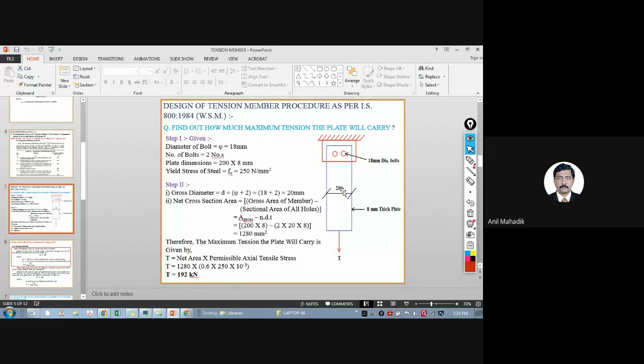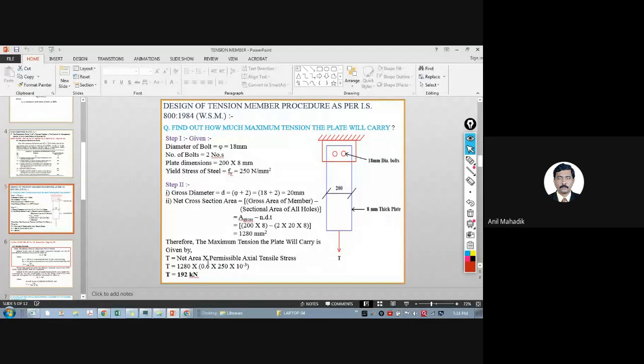You know, 200 by 8 minus 2 into, because there are two holes, 20 into 8. So 20 is the diameter of the hole and 8 is the thickness. So 1280. So then you can calculate the capacity, net area into permissible stress. So net area is 1280 and permissible 0.6 Fy, that is 150 Newton per mm square. So you get this 192 kilonewton.